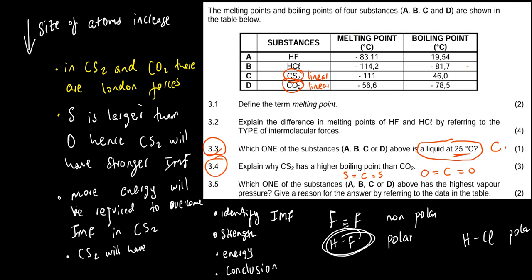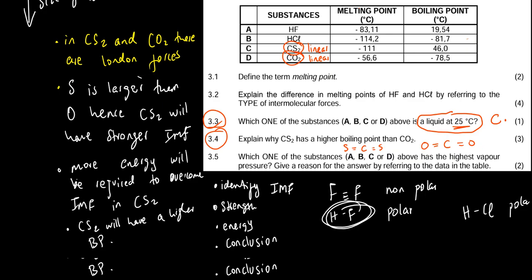So your argument number one, you should identify the type of intermolecular force in each molecule, guided or assisted by the shape of the molecule. Then after you have identified the intermolecular force, you can come to the strength, right? And then the energy, the conclusion. But if you find that they have the same type of intermolecular force, you need to check the size of the atoms that are involved, or you need to check the molecular mass, right? You need to calculate the molecular mass.